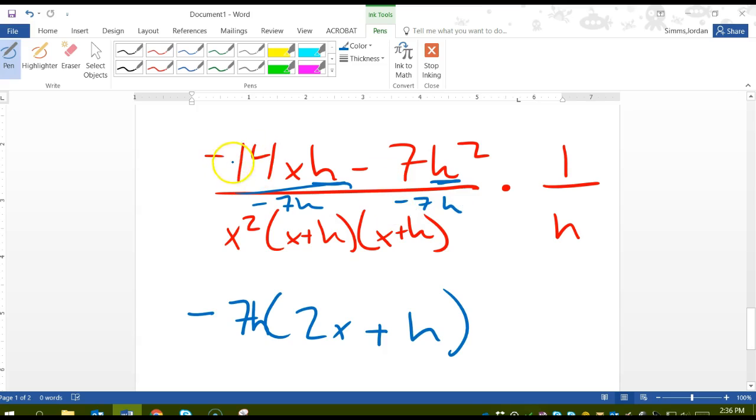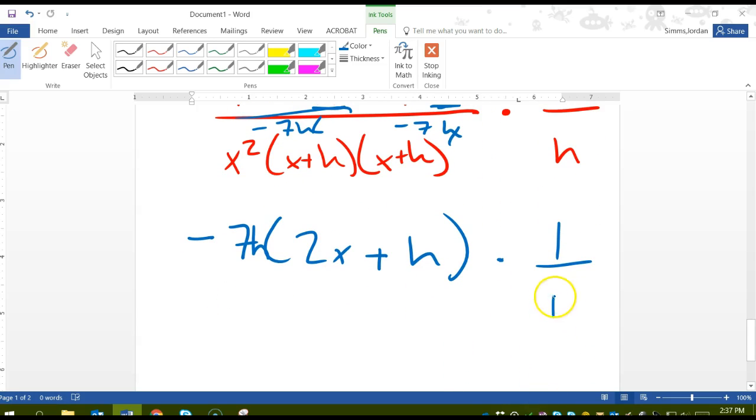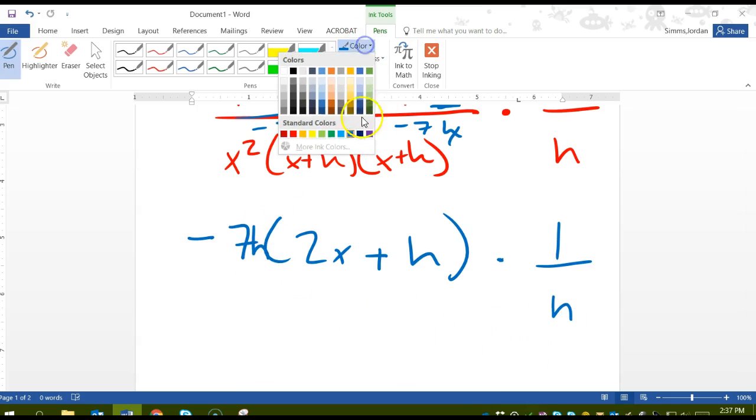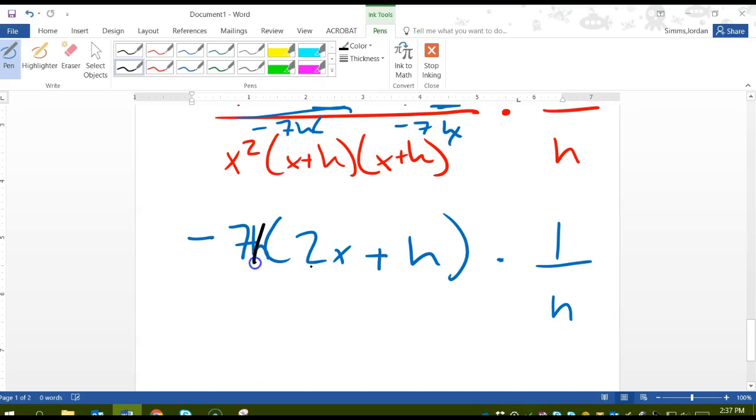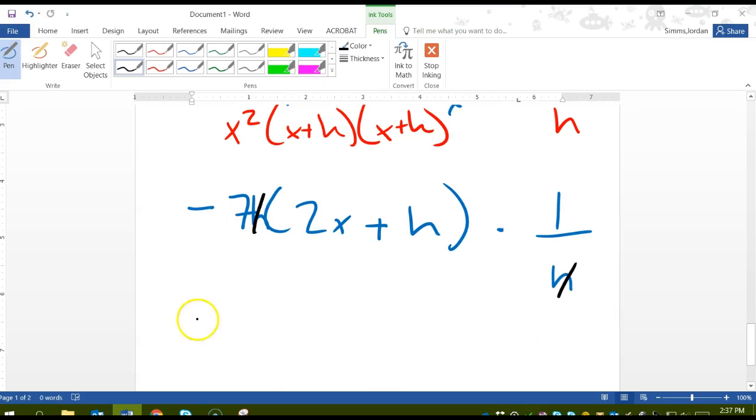So this negative 7h comes out. Negative 14 divided by negative 7 is plus 2. The h's go away. We have an x left over. Over here this equals just 1. Any two negatives divided equals 1. This h cancels with one of these h's, but we still have one left, and it's still multiplied by 1 over h. Okay? Now that everything's factored, we can eliminate that h. So that's gone. What we have left is negative 7 times 2x plus h.